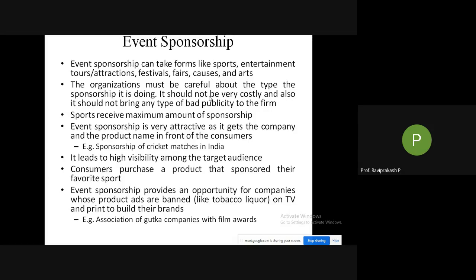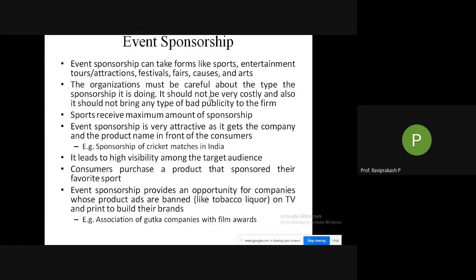Then comes sports, which receives the maximum amount of sponsorship because viewers are more, so we are getting more sponsorship. Again in IPL, if you see the sportsmen who are playing, the players who are there, if you see the jersey, again there are multiple sponsors for that particular team. As a whole, Vivo is doing it as a whole, but there are many companies who are only sponsoring particular teams.